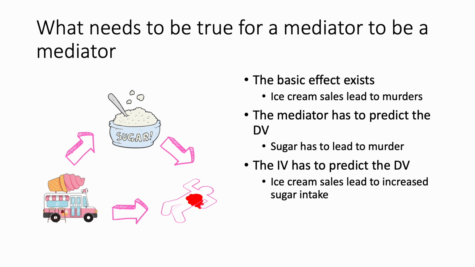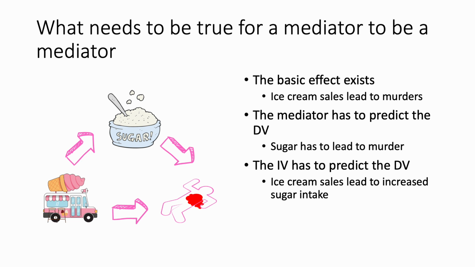If you want to argue that the effect of ice cream sales on murder was mediated by sugar intake, your data should show all three of these relationships. Ice cream sales needs to be associated with murder, which we know. Ice cream sales needs to be associated with more sugar intake, which is common sense. But what if people rub the ice cream on their faces and don't eat it, right? It seems like common sense, but we still have to measure it and show it. And finally, sugar intake has to be associated with an increase in violence or something that's associated with murders.